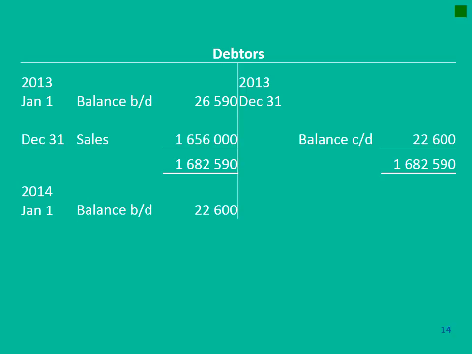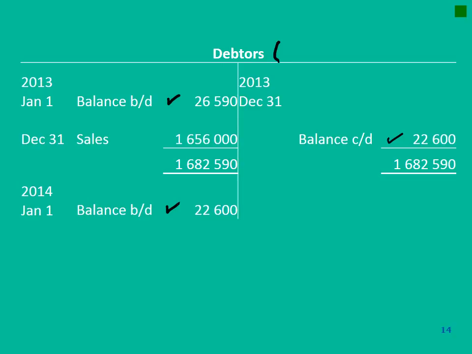In the debtors account, I've put here the closing balance at the end of last year becomes the opening balance beginning of this year. Remember, debtors are an asset. They will have balances on the debit side. When assets increase, we debit them. And the closing balance gets carried down, 22,600, to the beginning of the next year, the balance is 22,600. In the sales amount, we have added cash and credit sales.